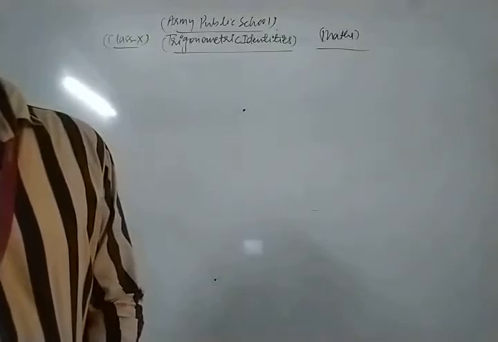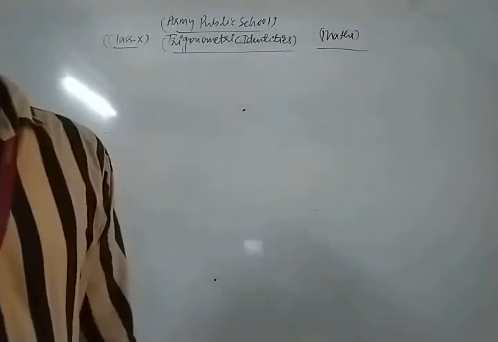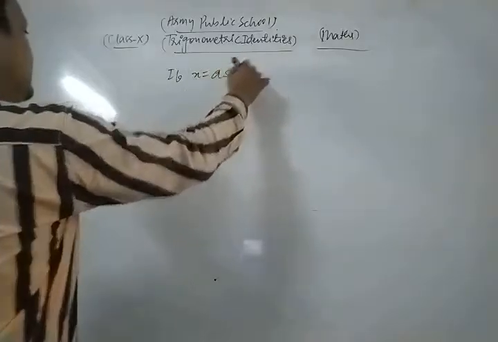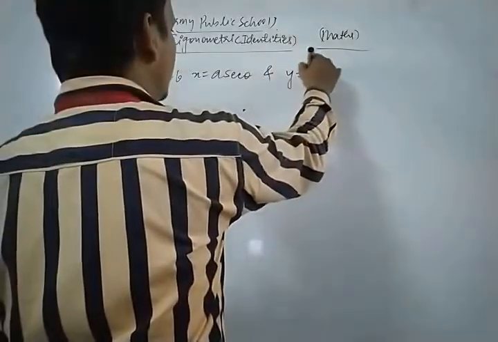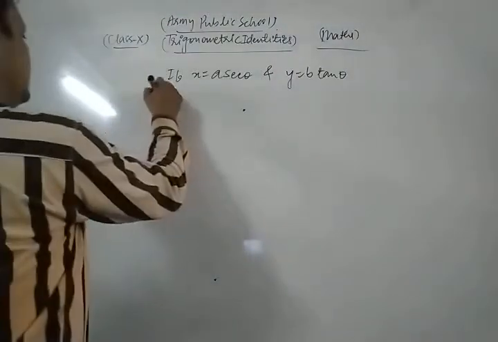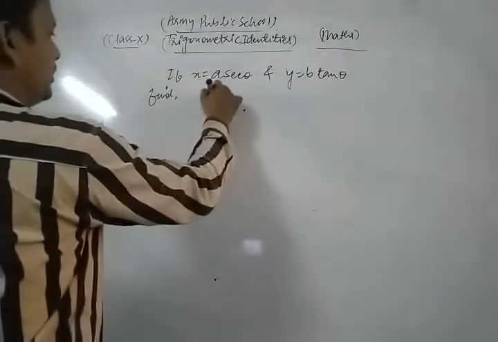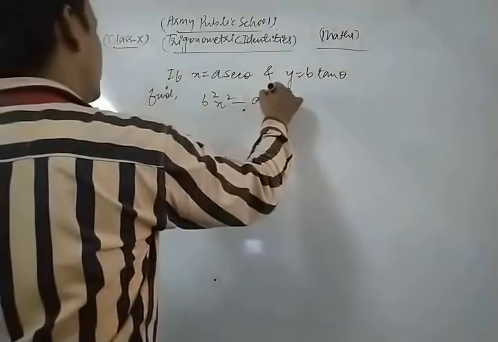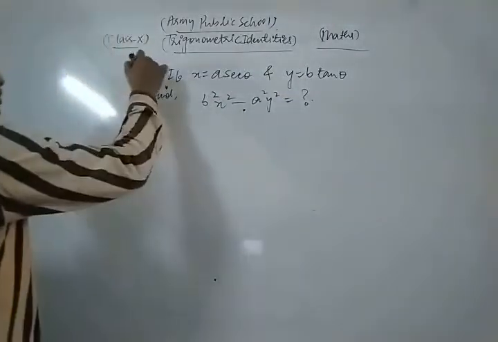And your question is, if x is equal to a sec theta, and y is equal to b tan theta, find the value of b square x square minus a square y square. We find this value. Okay, so this is also an MCQ type question.